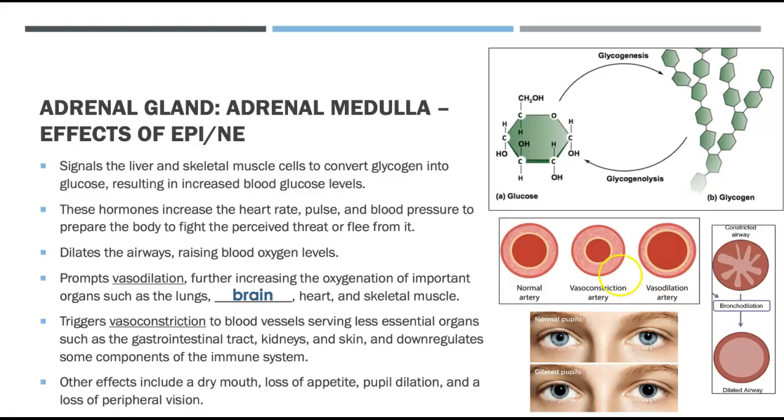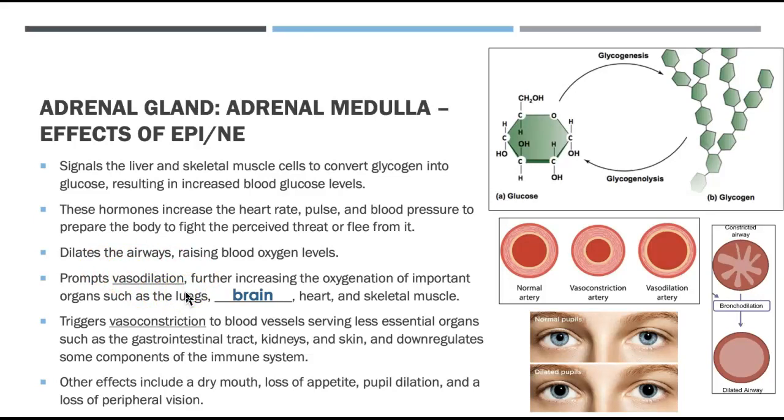It can also trigger vasoconstriction in some areas where we have less essential organs. So for instance, we don't want this blood really in large volume going to our gastrointestinal tract, our kidneys, skin, and it will downregulate some components of our immune system. So when you're in fight or flight mode, you're not concerned about digesting your food and getting blood flow over there, right? So this is a good example of where vasoconstriction takes place in our sympathetic response, whereas in other areas that have more of those vital organs, we'll have vasodilation.